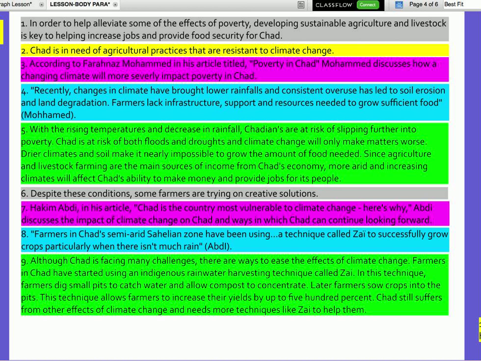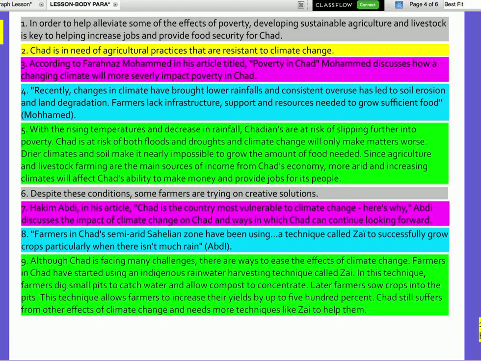So here I'm really teaching you and explaining to you what Zai farming is. Because you wouldn't know what Zai farming is if I was just to tell you they're using Zai farming. I really have to explain what that means to you. So later, farmers sow crops into the pits. This technique allows farmers to increase their yields by up to 500%. So now I'm telling you how beneficial Zai farming is.